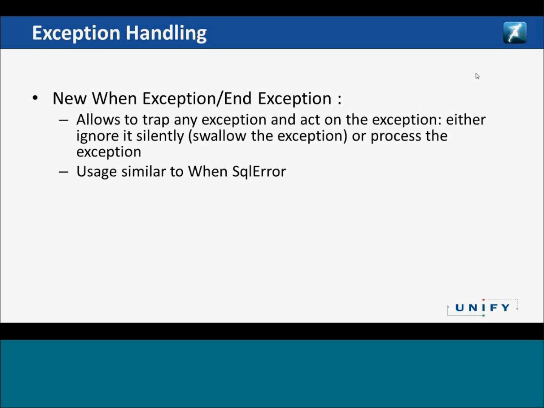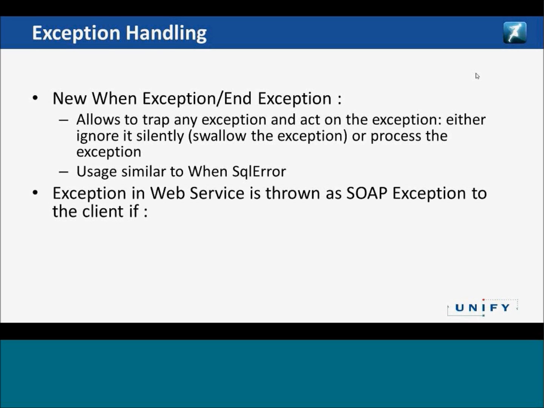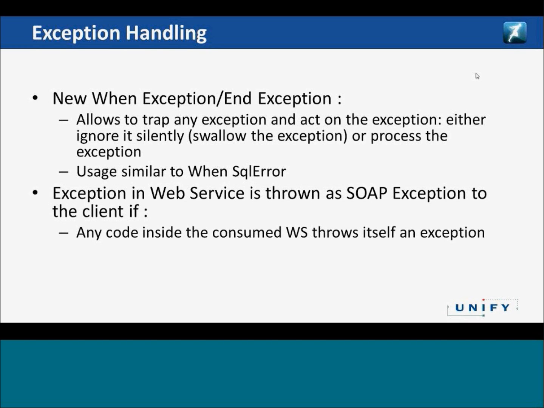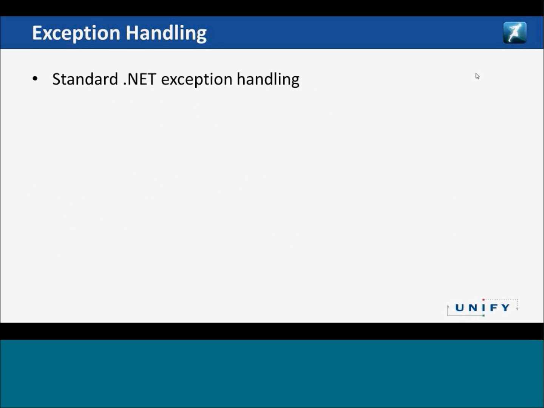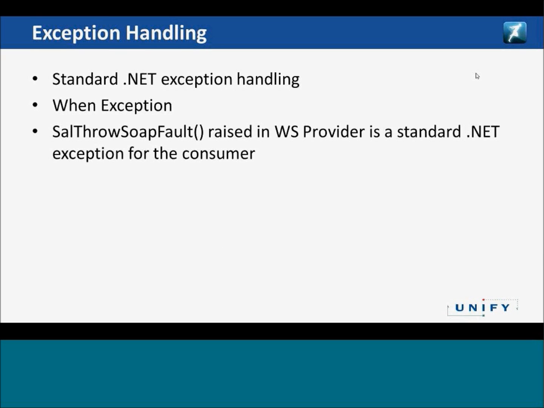The usage is similar to WHEN SQLERROR, and every exception in the web service is thrown as a SOAP exception to the client, if any code inside the consumed web service throws an exception itself, and the exception is not handled by the web service. So if something's going wrong in the web service remotely and isn't handled remotely, then the client will be told that something has gone wrong, and you need to handle that exception. So it's standard .NET exception handling using the WHEN EXCEPTION statement.